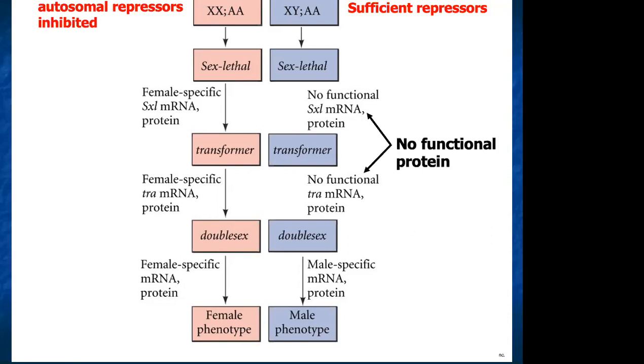Sex-lethal doesn't get transcribed, so it doesn't get produced. Transformer is transcribed and translated, but in the absence of sex-lethal, the splicing pattern is such that it produces a non-functional transformer. Make sense? Yes, thank you.